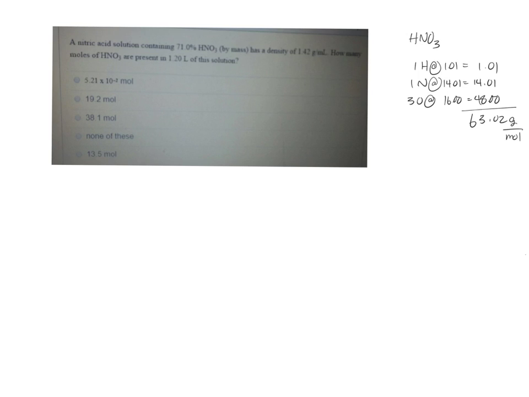Okay, here's an interesting question, sort of a tougher one. It says a nitric acid solution contains 71% nitric acid by mass, has a density of 1.242 grams per mL, and they want to know how many moles of nitric acid are present in 1.20 liters.